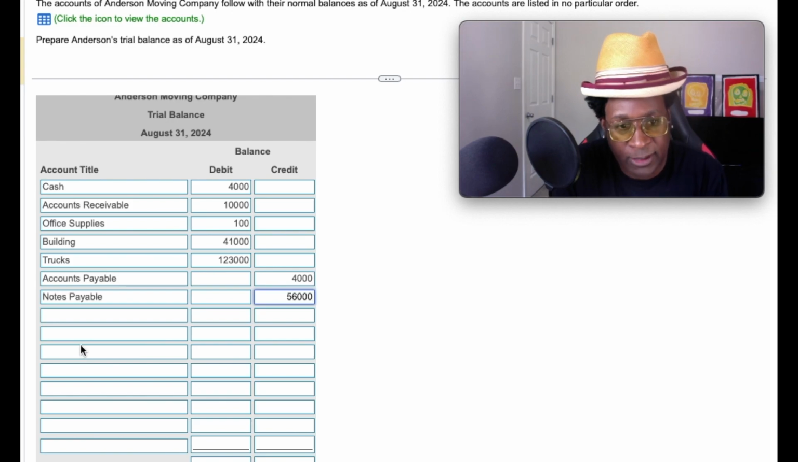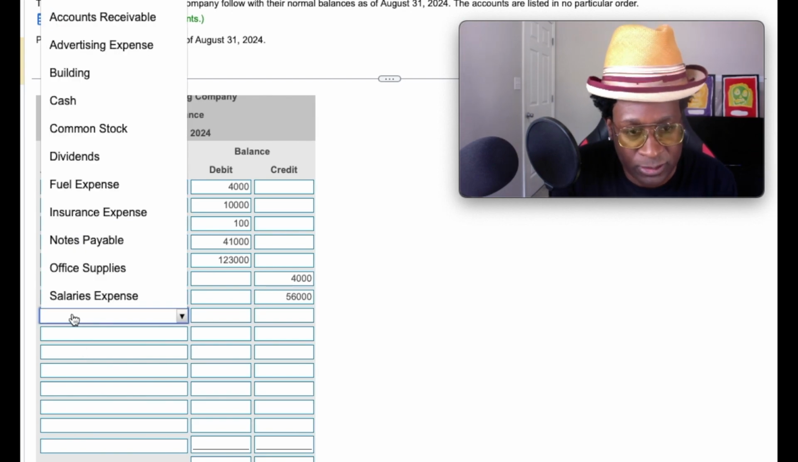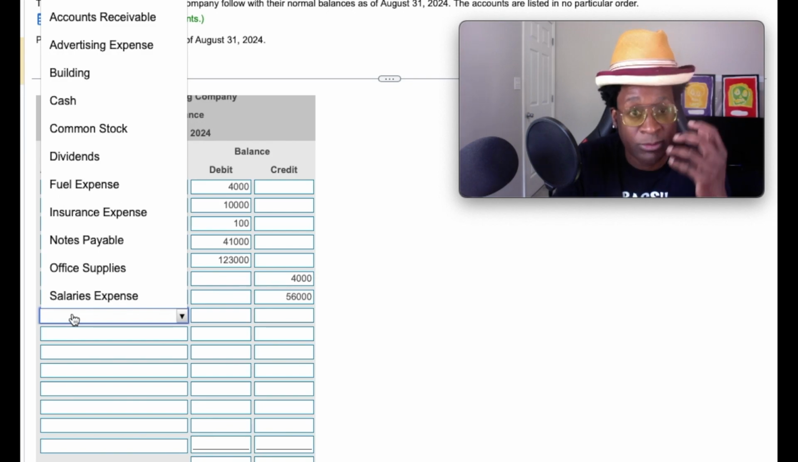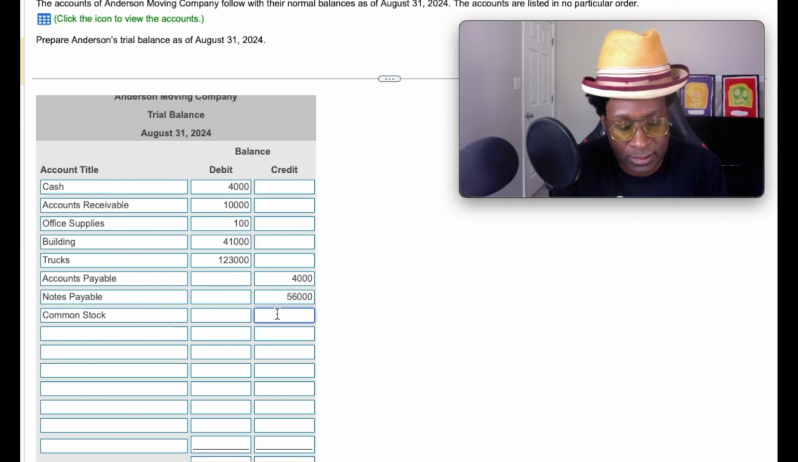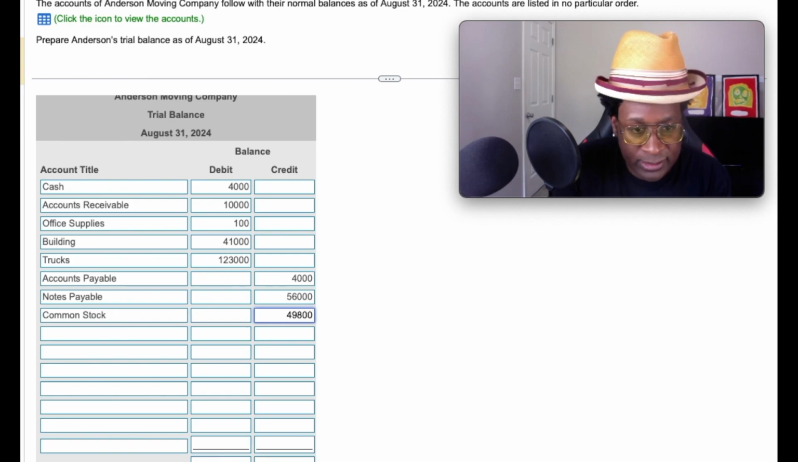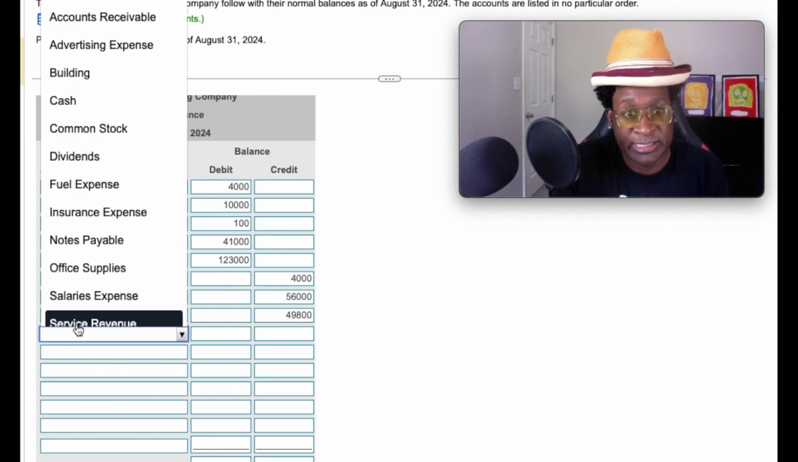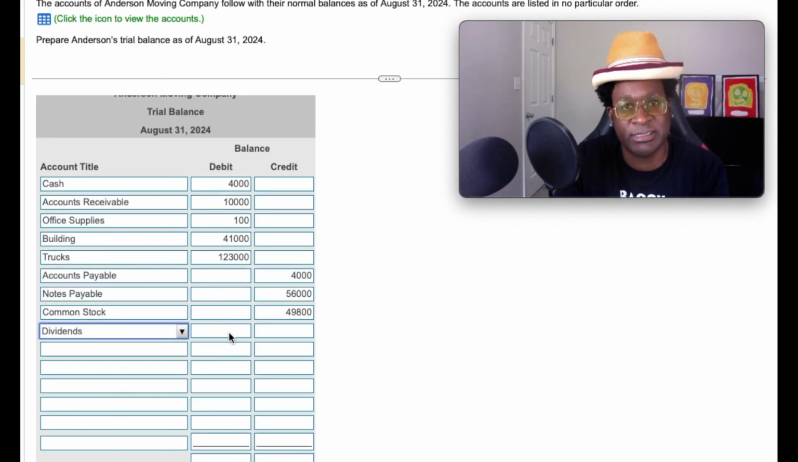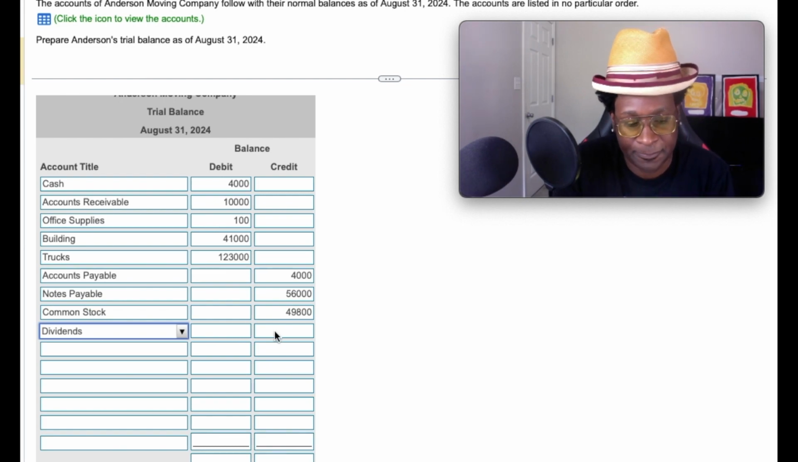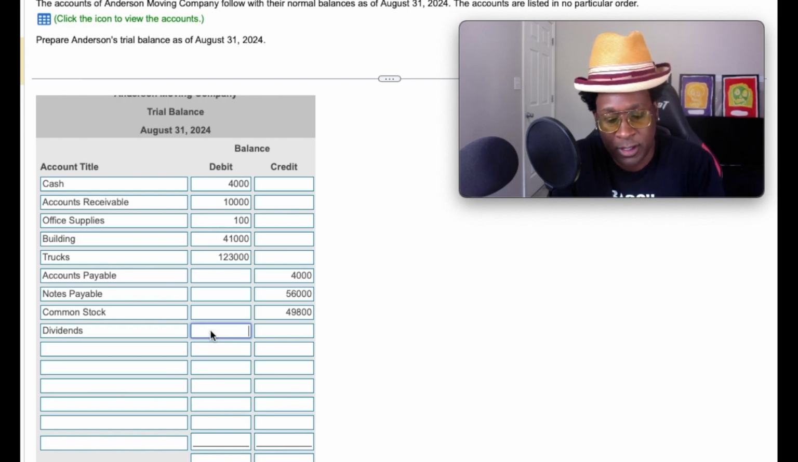So then we're going to go to our stockholders' equity, and the first part of stockholders' equity happens to be paid-in capital, which consists of issuing common stock. So we're going to report our common stock amount of $49,800 on the credit side, followed by our dividends account, because we don't have any retained earnings, which tells us, gang, that this company just started. That's why there isn't a retained earnings account. And so our dividends are in the equity group, so therefore it's going to have a debit balance of $5,600.